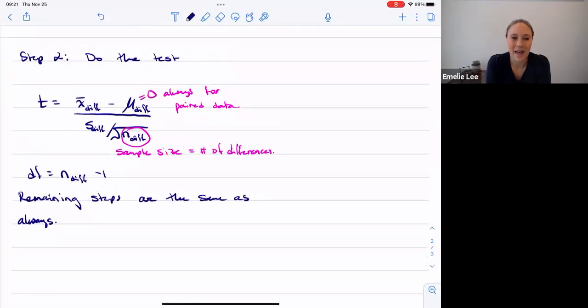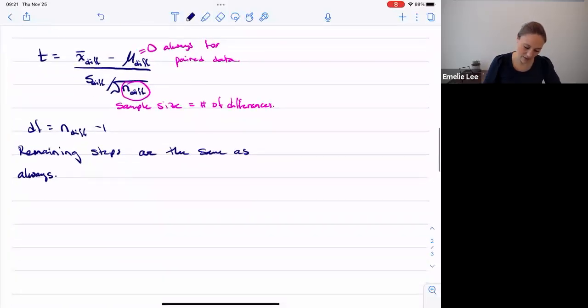Notice that I'm focusing on the hypothesis test, because that's the hardest part. But of course, you can build a confidence interval. But just remember that you're talking about the mean difference.